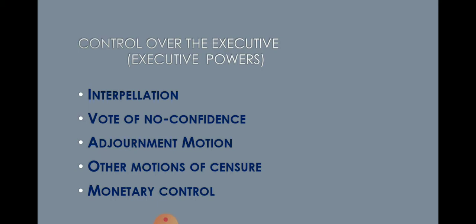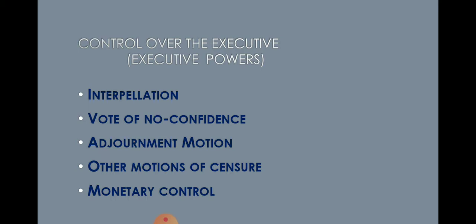The last method of controlling the executive by the Parliament is monetary control. During the budget session, a cut motion may be moved. The Parliamentary Committee on Public Accounts ensures that public money is spent in accordance with the Parliament's decision. So, monetary control means the Parliament is giving direction to the executive on how public money is to be used. These are the 5 points related to the executive powers of the Parliament.